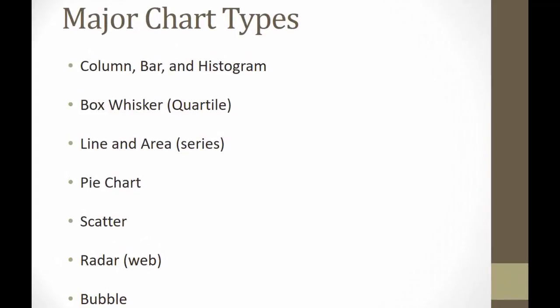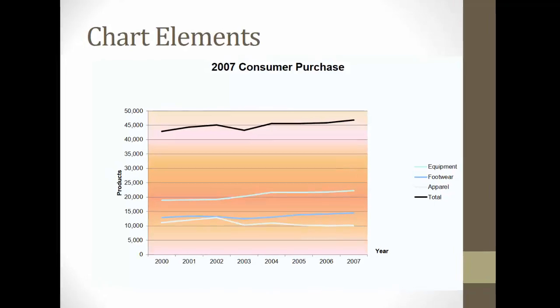As you learn about displaying data using charts and graphs, here are some major chart types that you are going to learn throughout this recording. We'll start with column, bar, and histogram, move to box, whisker, or quartile charts, and at the end we'll cover bubble charts. You will know about what they are and what we use them for through this recording.